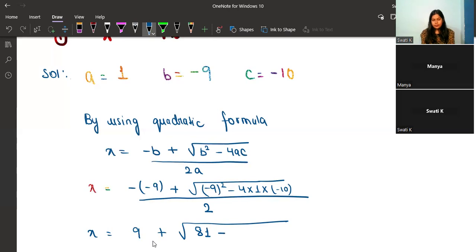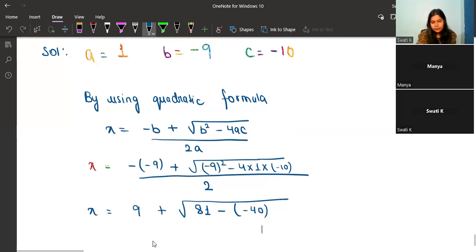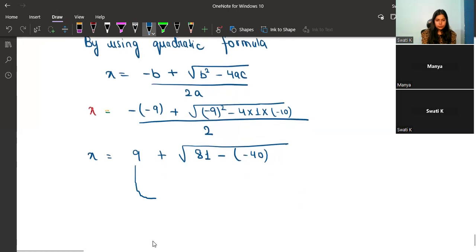Minus 4 into 1 will be 4, and minus 10. 4 into 1 is 4. Then minus 40. Very good. It's minus 40 upon 2. Correct. Upon 2. Next.